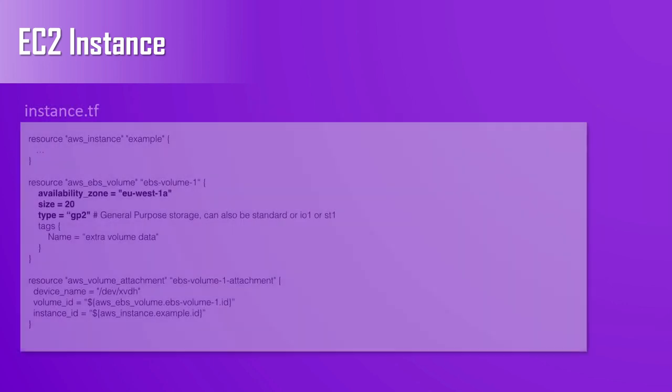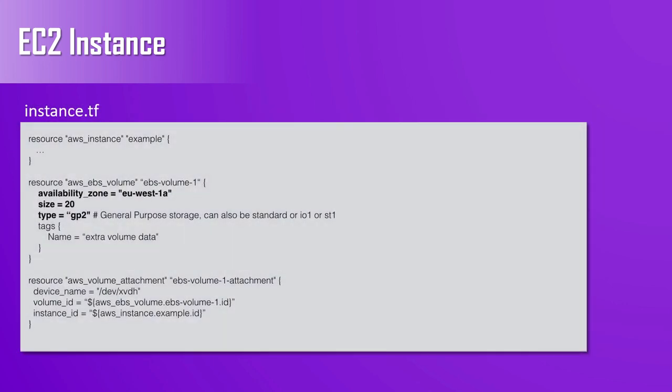Here is the example. We have an AWS instance example, and then we have an AWS EBS volume called ebs-volume-1, in a certain availability zone. We also specify a size in gigabytes. We specify a type, and I specified here gp2, which is general purpose SSD storage, but can also be standard, which is magnetic, io1 or st1. You can look up the codes on the AWS website. Some storage is quicker, provisioned IOPS for instance, and some of it is slower, for archive data. gp2 is the most commonly used because it's general purpose SSD, but not provisioned.